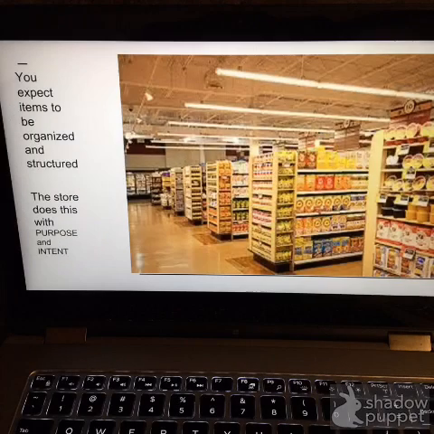We expect to see the grocery store organized and structured. And we know that the owners and managers of the grocery store do this with purpose and intent so that you will buy more groceries, spend more money, and have a good experience.